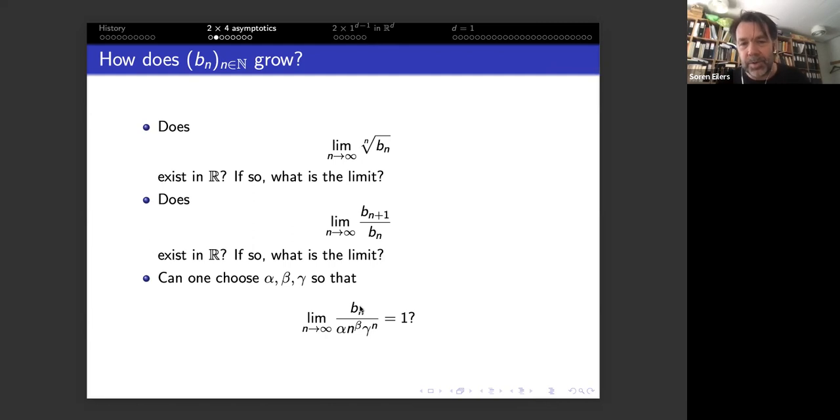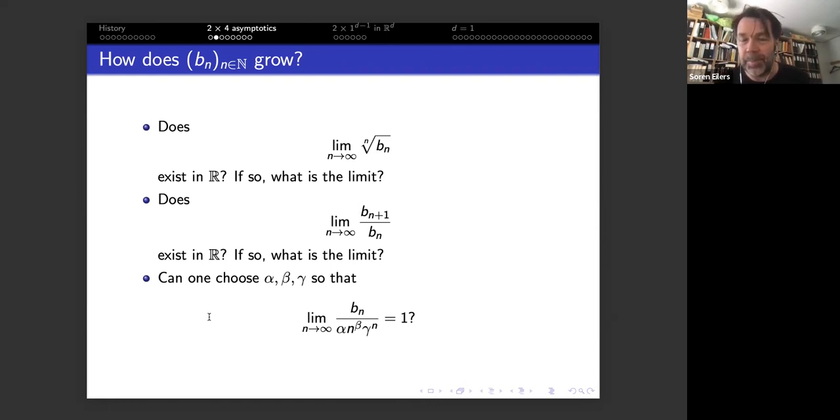But you can also try to do something more precise. It's reasonable to assume that the growth of these buildings has the form some constant times a power term n to the something times an exponential term gamma to the n. These questions are the lower question. If the answer is yes to the lower question, then the answer to the two upper ones is yes, it converges, and the limit would be gamma.